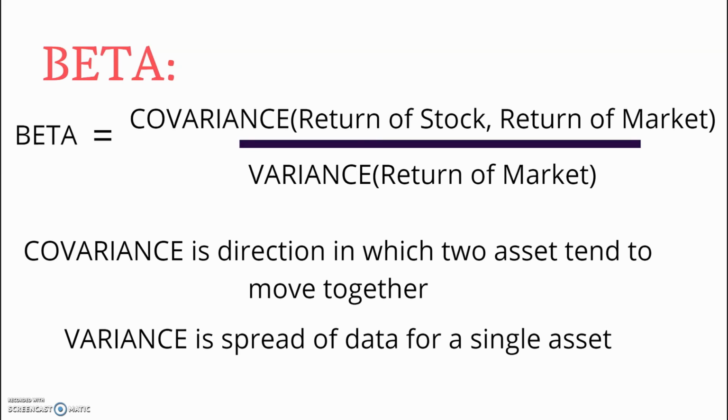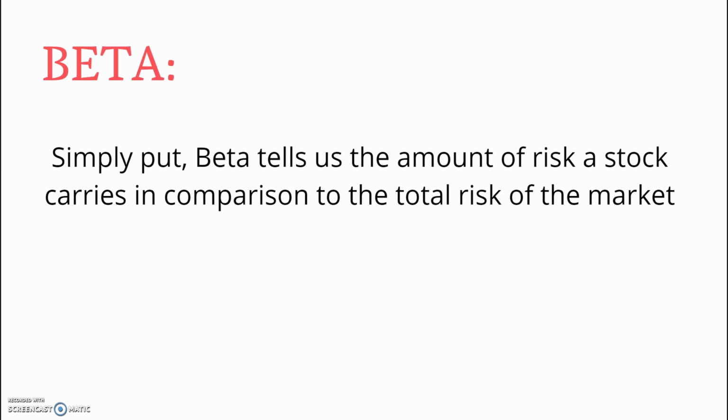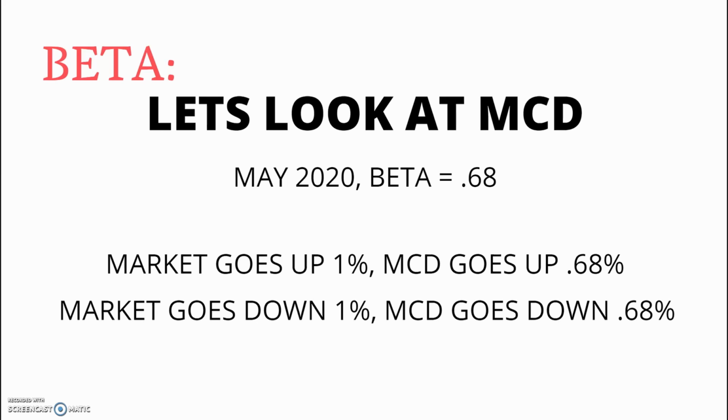So a higher covariance or a lower market variance leads to a higher beta. Simply put, beta tells us the amount of risk a single stock carries in comparison to the total risk of the market. As an example, let's look at McDonald's, ticker MCD. As of May 2020, McDonald's had a beta of 0.68.